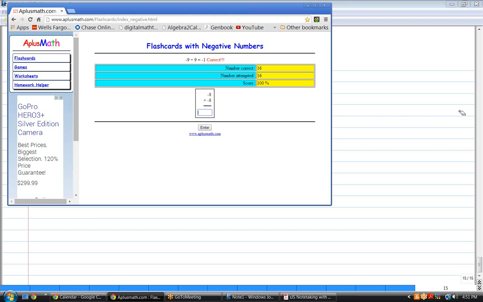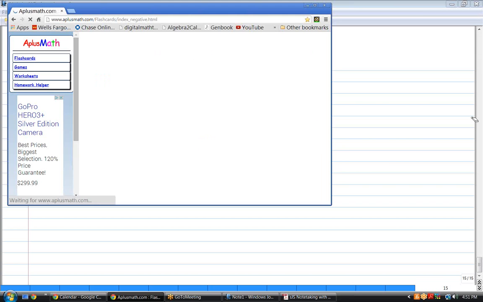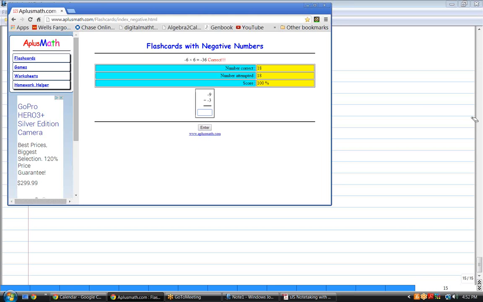Alright. What's this one? Negative 16. Negative 36. Negative 12. Negative 5. Wait, positive 5.